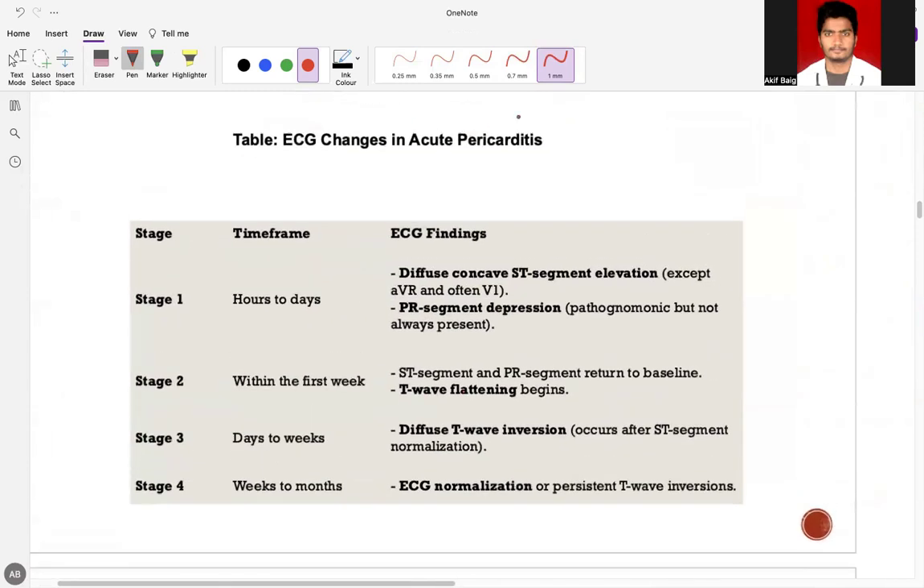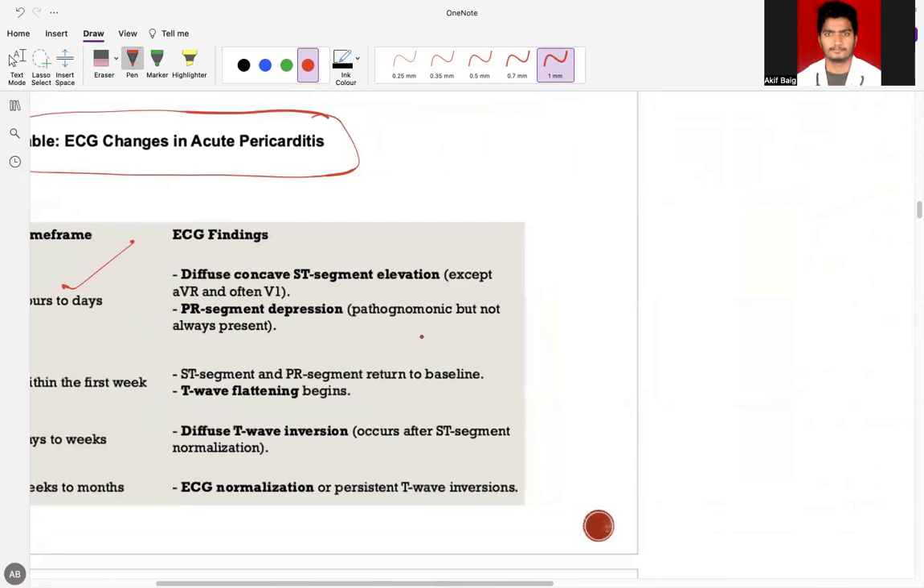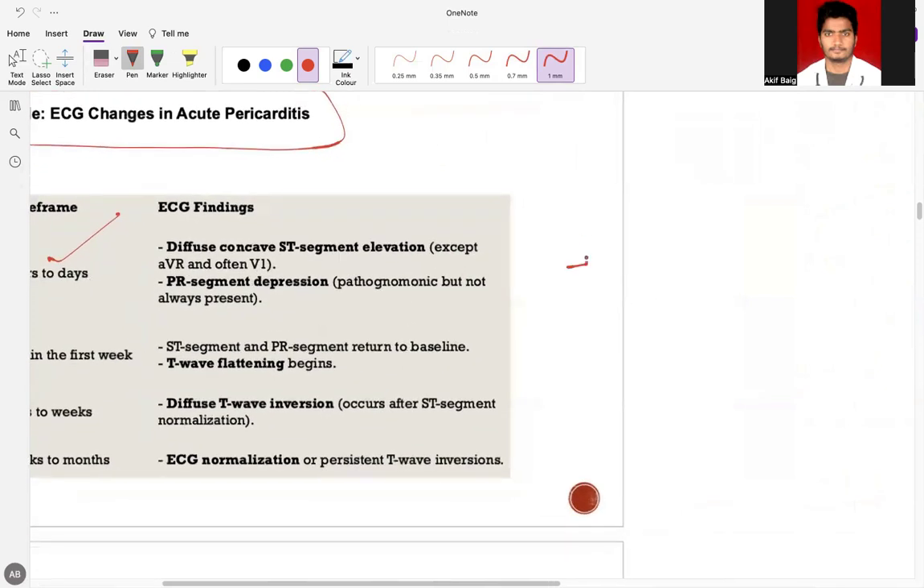So coming to the ECG changes in acute pericarditis, what ECG changes can the patients have? The first, and the most common, which is seen during hours to days, is the diffuse concave ST segment. So if you take this P, this is the Q wave, and the patient will have this type of ST elevations.